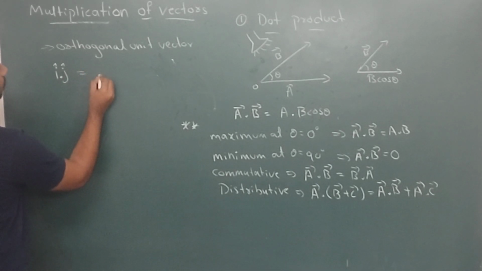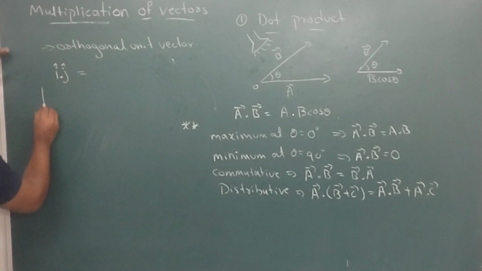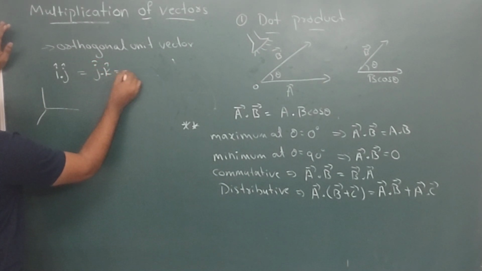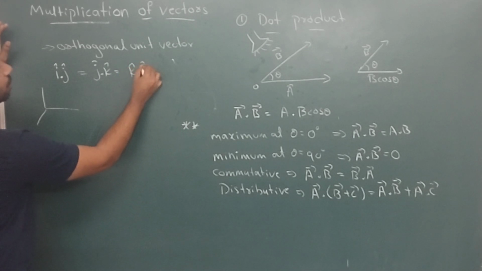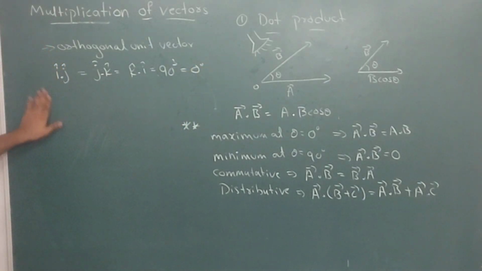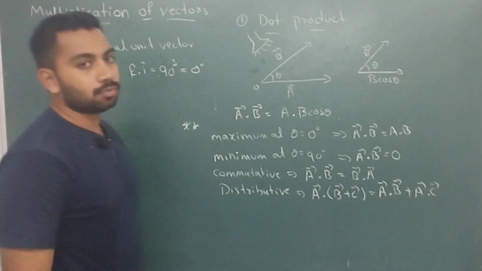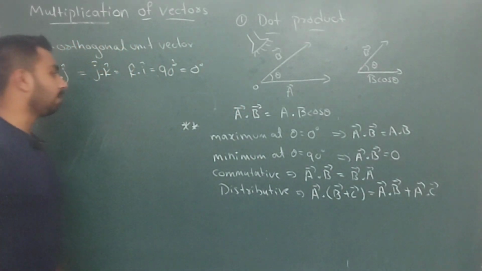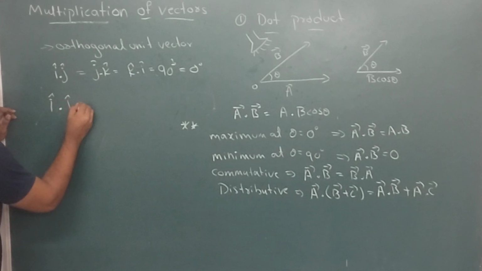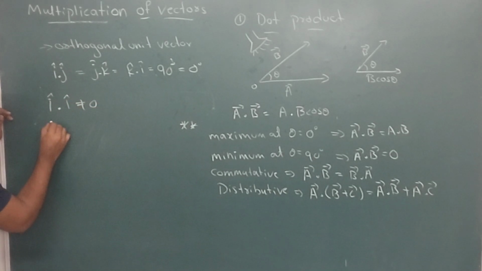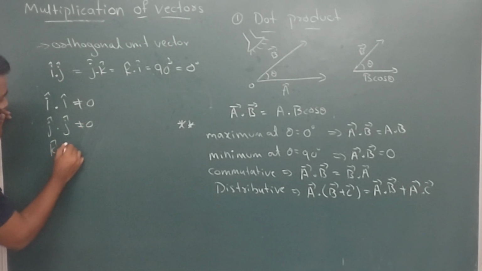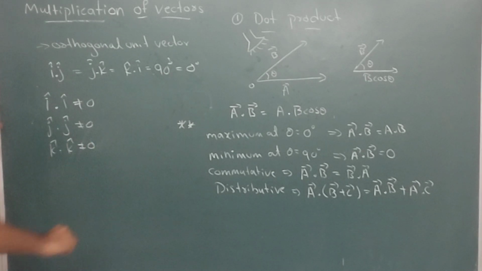And similarly, j and k are perpendicular to each other, and the dot products of j and k, and of k and i, are also perpendicular, with an angle of 90 degrees. So it is equal to 0. But i into i is not equal to 0, j into j is not equal to 0, and k into k is not equal to 0.